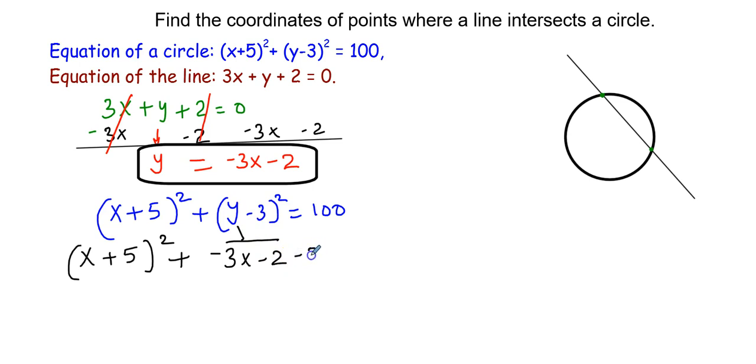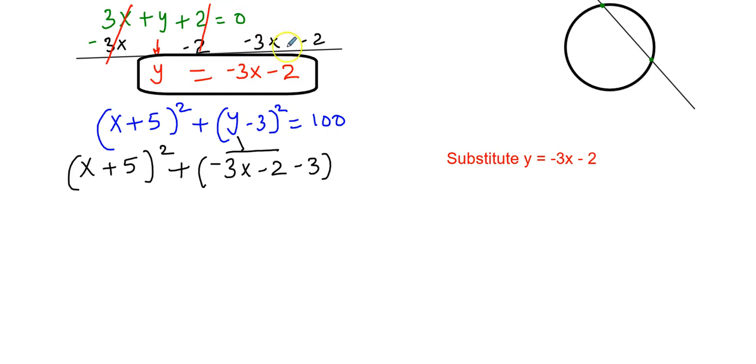Minus 3 is already there in the equation of the circle. Then its whole square also, and on the right hand side you have 100. So this y is replaced by negative 3x minus 2. So I wrote here, substitute y = −3x − 2. Right, the same thing.